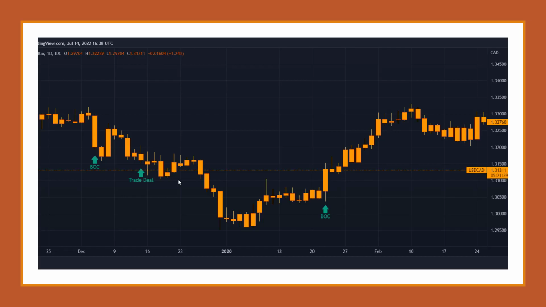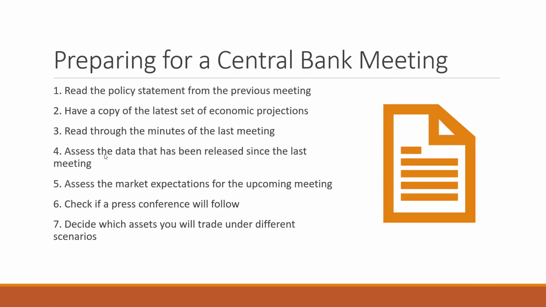So now if we go back to our steps. In this case, a press conference, I don't quite remember if there was a press conference after this meeting, but you do need to check that and keep an eye on it if there is one. In terms of deciding what assets you will trade, our base case, what we thought would happen, is that there wouldn't be any change. If it's not changing from previously, if there's not going to be any change at this meeting, we should sit out. There's no reason for us to be in a trade.